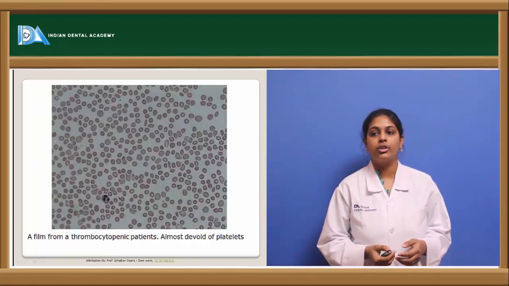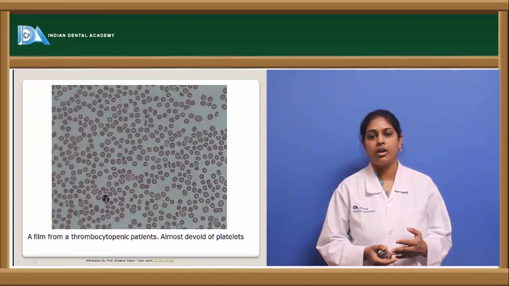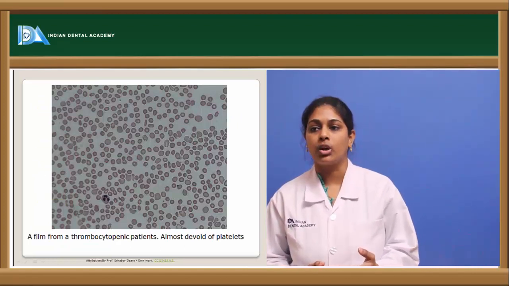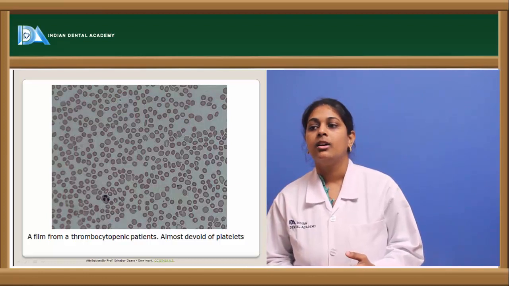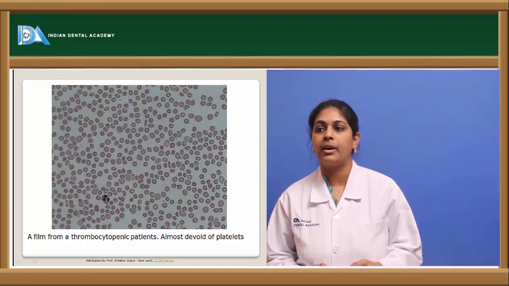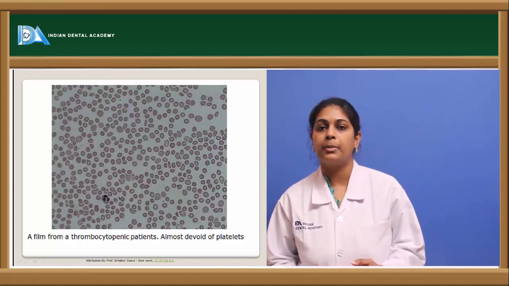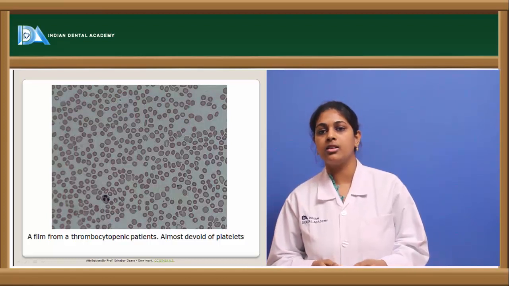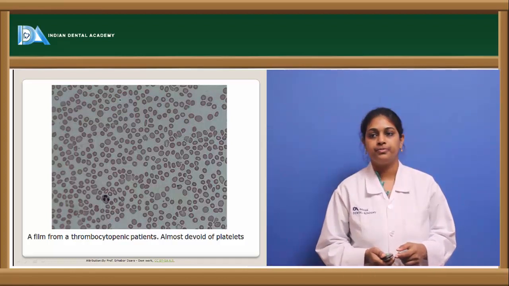There is a picture showing thrombocytopenia, that is, a decrease in the total number of platelets, which shows it is almost devoid of platelets. There is a complete absence of platelets in this peripheral blood smear picture.